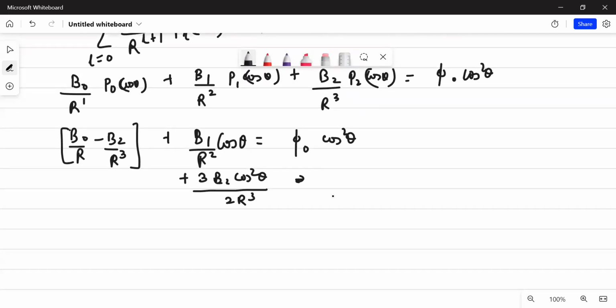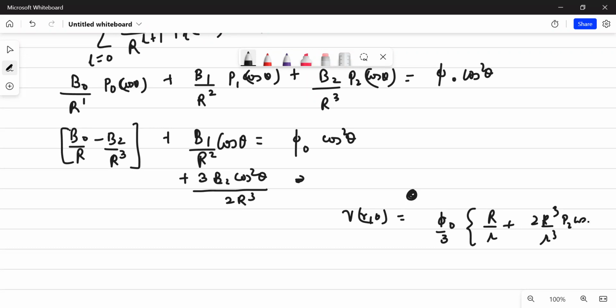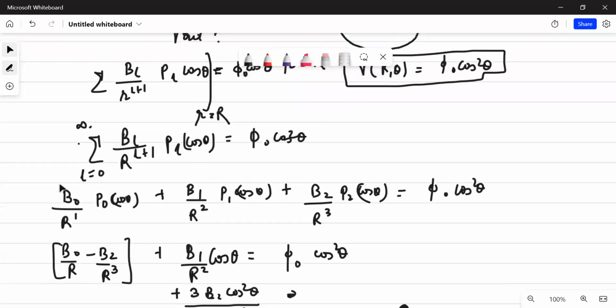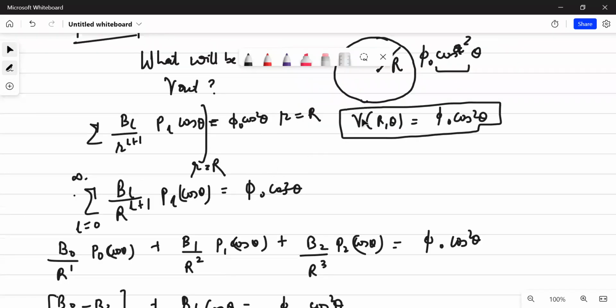So the potential outside, and just writing it here, we'll do it tomorrow, is given by phi naught upon 3 times capital R upon small r plus 2 times capital R cube upon small r cube, and then you have this P2 cos theta. Is that clear? I think you can do this as homework because there's lack of time. Overall, understand what I have done. I've just used the continuity condition of potential. This I'll explain to you tomorrow.